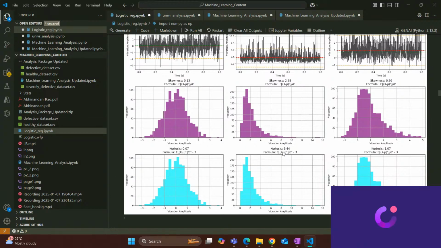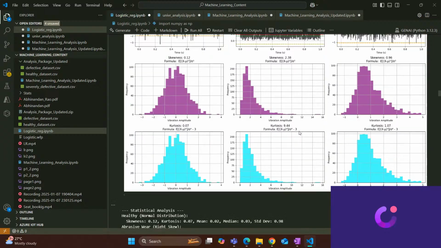And these are the formulas to calculate the kurtosis and skewness, right? Where you take the mean value as well as the standard deviation value to calculate that with respect to the individual point.